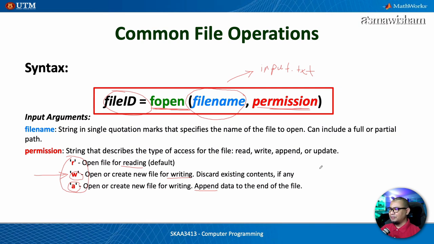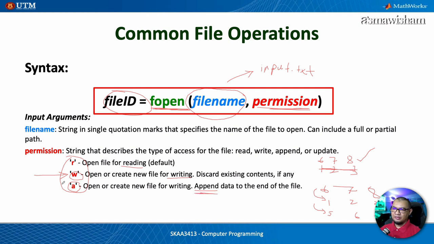For example, you have 1, 2, 3, and then you have new data, 6, 7, 8. What happens is the 1, 2, 3 will be demolished. It will be overridden, and the new data will be 6, 7, 8. But with the append command, it will keep on adding. For example, you have 6, 7, 8, and then you have another data, 1, 2, 3, 5, 6, 7. It will keep on adding, add on, add on. So this is for append.